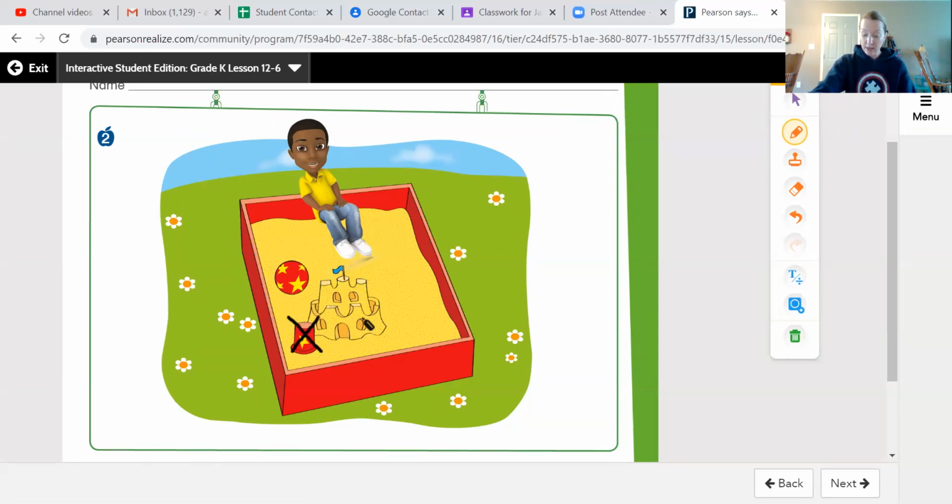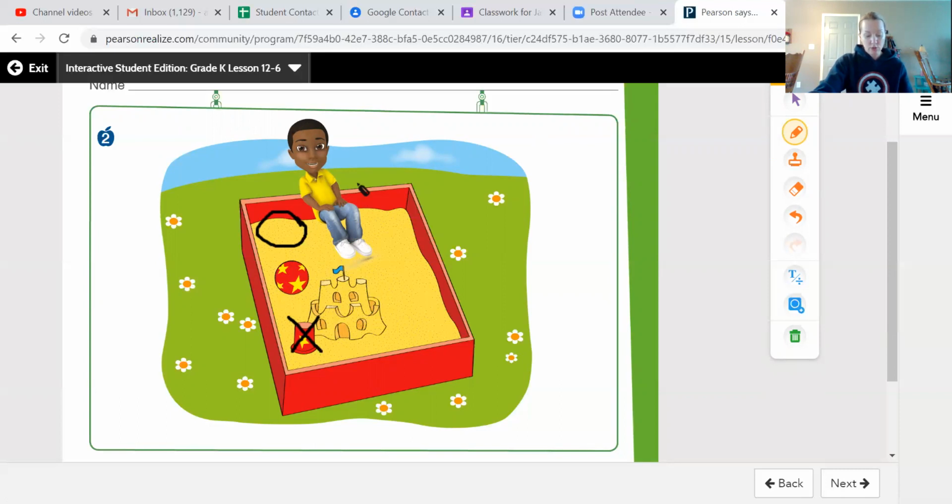Good job. Next, we are going to draw an object that looks like a sphere beside Jackson. So this is Jackson. What could you draw that looks like a sphere? I think they already have one here, but we're going to draw another one. I'm going to draw a ball. A ball is shaped like a sphere.